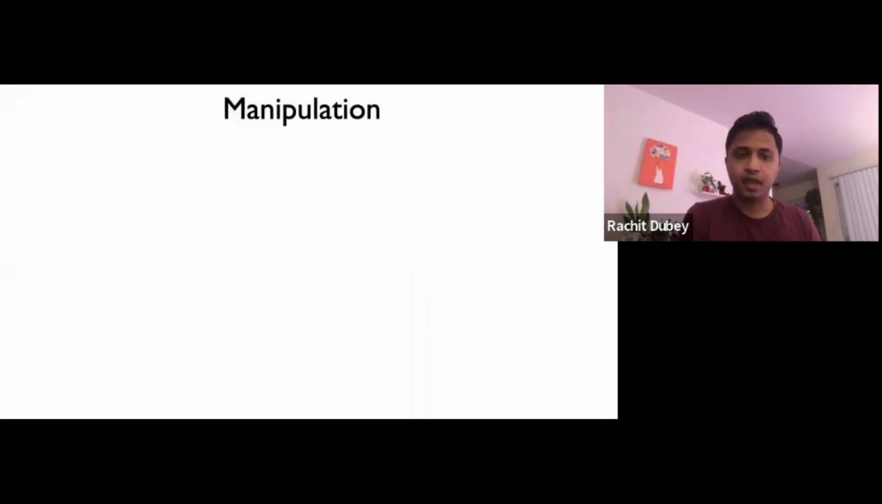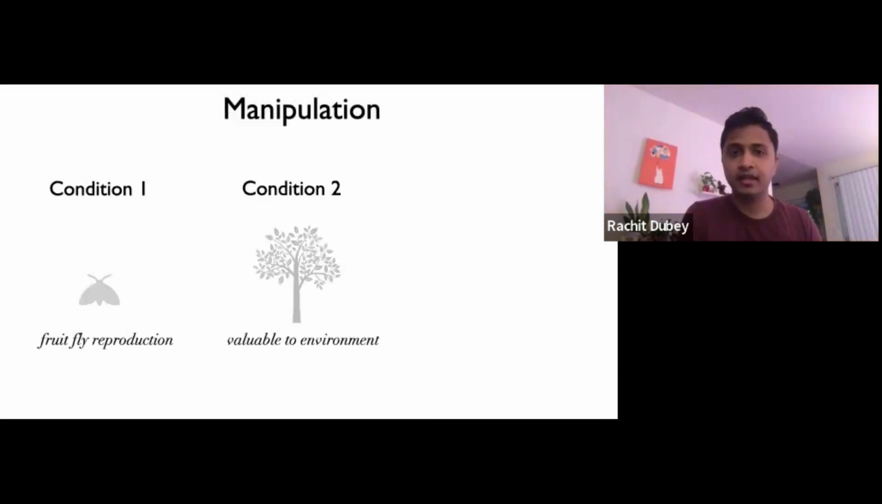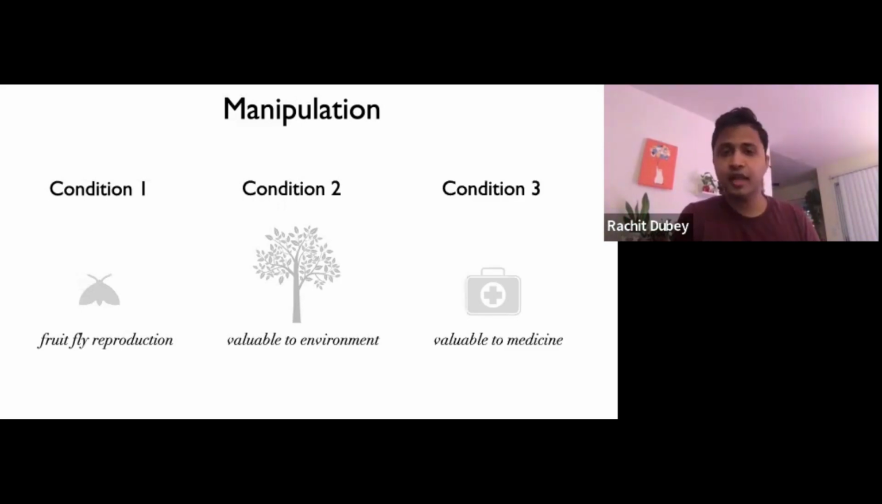In condition 1, the article presented interesting facts about fruit fly reproduction. In condition 2, the article showed how fruit flies are valuable to the environment. And in condition 3, the article provided evidence that fruit flies are valuable to medical research. We predicted that subjects' increase in understanding would be similar across the 3 conditions, but their perceived usefulness will not. And lastly, we predicted that subjects' curiosity about fruit flies will increase sharply and more strongly for condition 3.